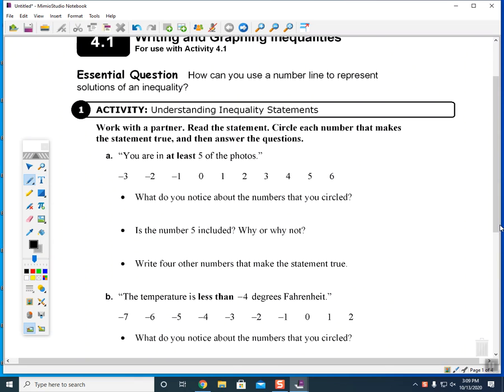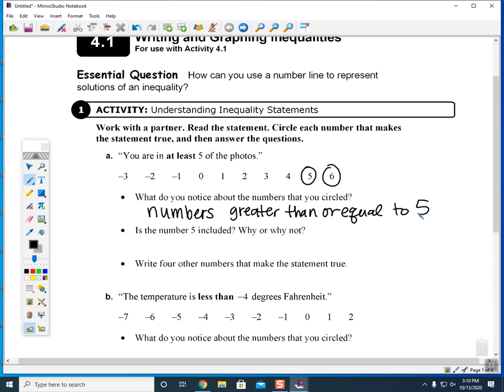So this first statement says you are in at least 5 of the photos. What that means is that the smallest number of photos that you are in is 5. So at least 5 means that it's going to be 5 or 6 based on this number line. Right? So what do we notice about the numbers that we circled? Well, the numbers that we circled are greater than or equal to 5, right? Greater than or equal to 5.